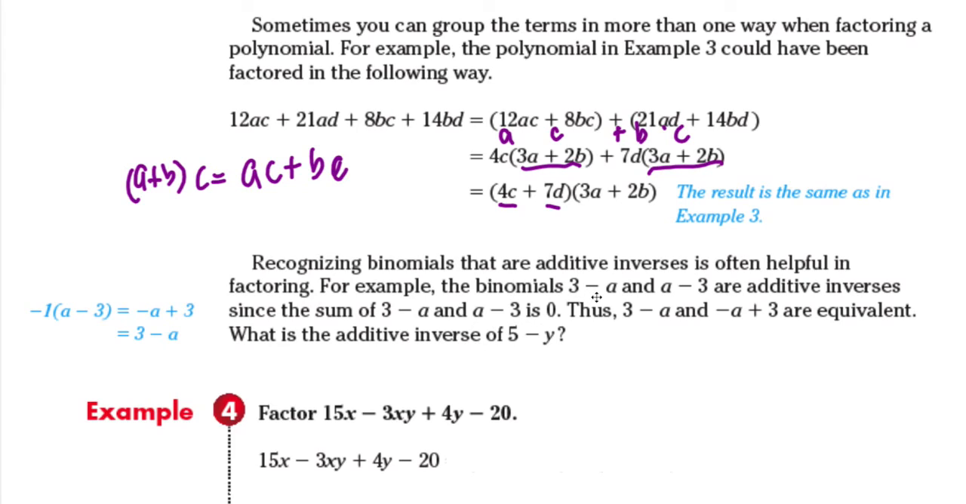For example, the binomials 3 minus A and A minus 3 are additive inverses, meaning if you add them together, their sum would be 0. Since 3 minus A and A minus 3 will have a sum of 0, thus 3 minus A and negative A plus 3 are equivalent. So what is the additive inverse of 5 minus y? When you talk about 5 minus y, the additive inverse would be, obviously, y minus 5. So that's the additive inverse of 5 minus y.